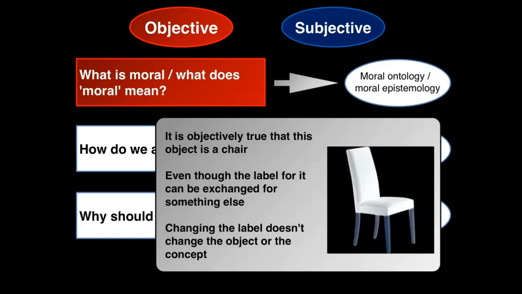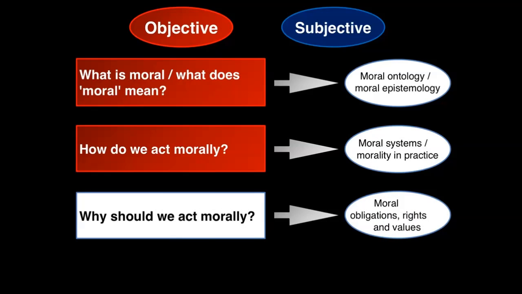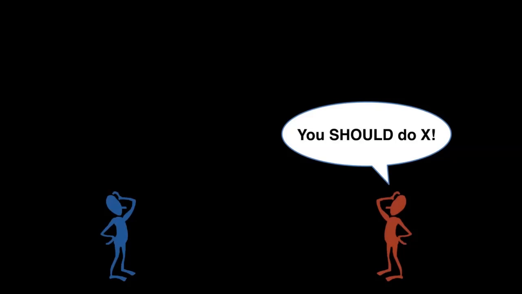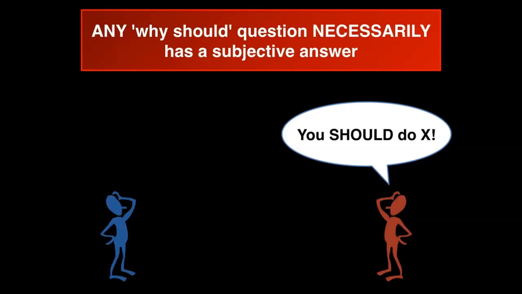In the same way, the question, what is moral, has an objective answer, even if the term itself can be exchanged for something else. The second question, at least for the most part, has an objective answer as well. When one asks how to best build a bridge, and the definition of bridge is clear, there are objective facts about building bridges. The subjective part is question 3, namely the why question. And not only is this subjective, it is necessarily subjective.